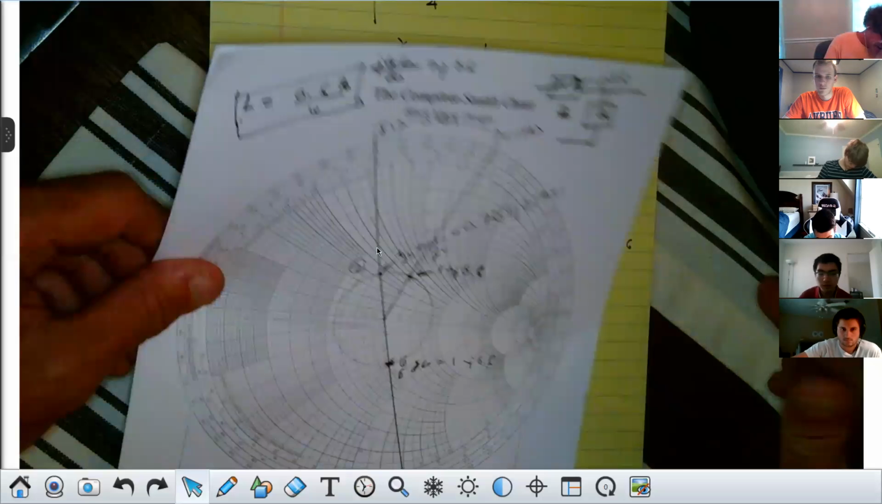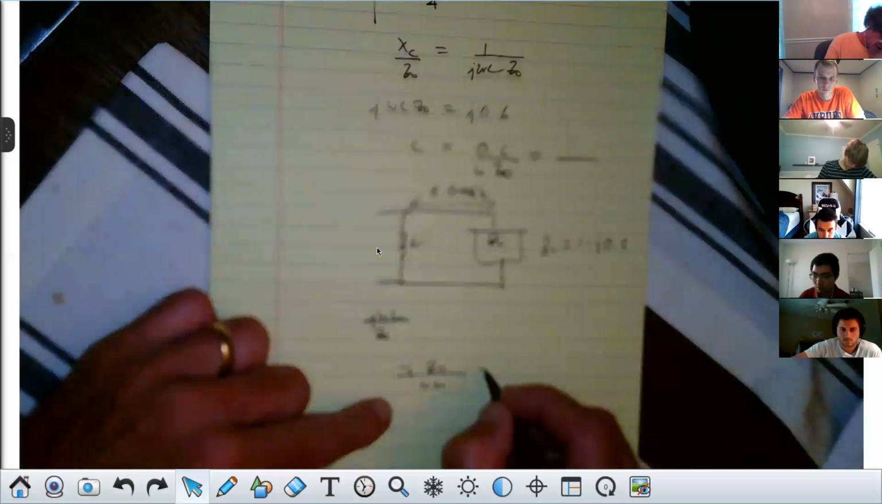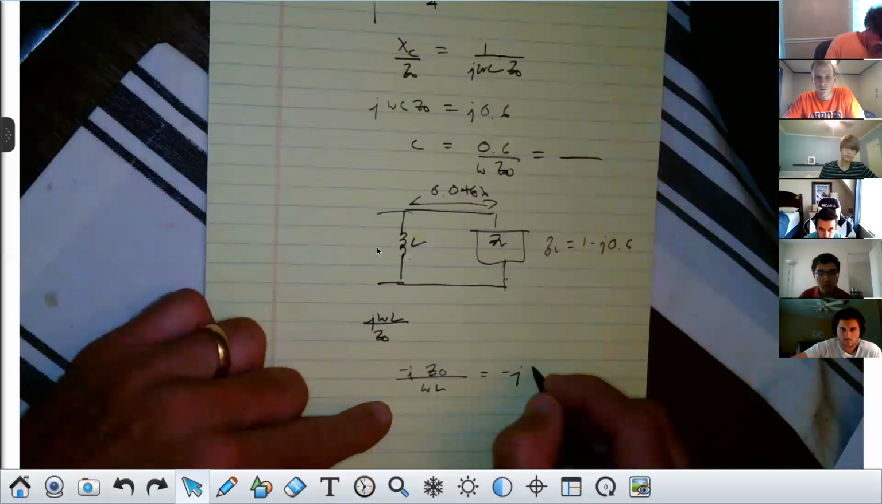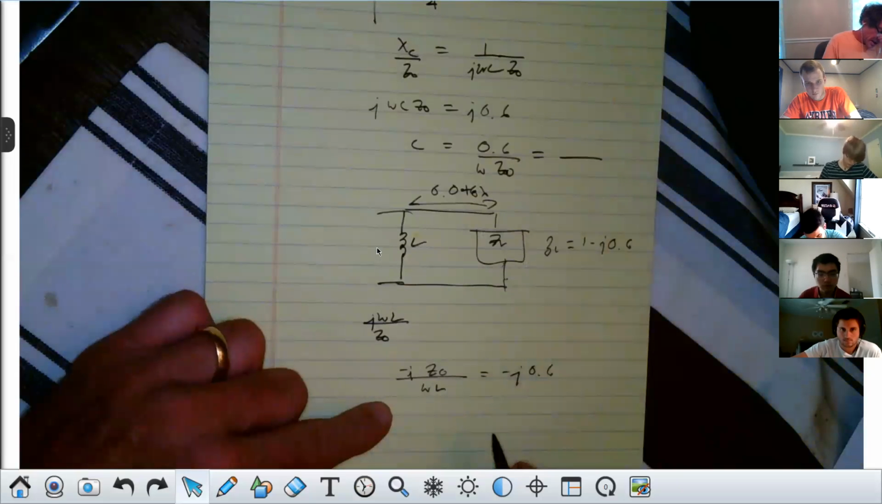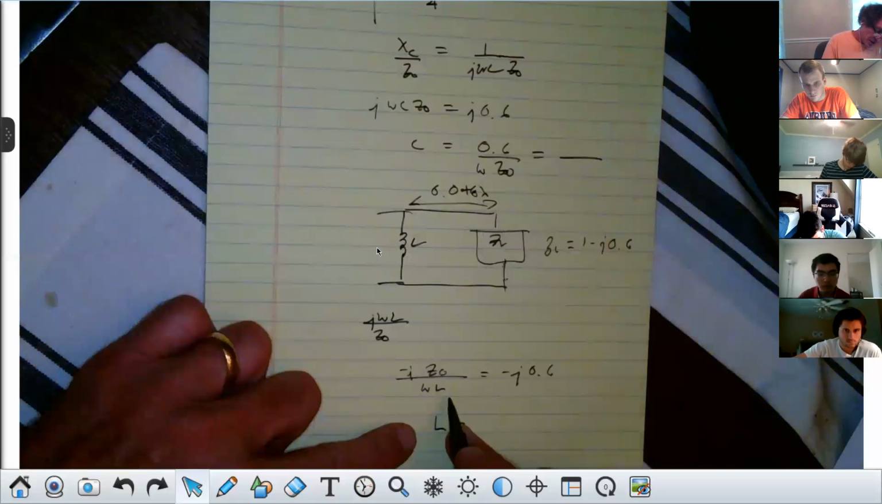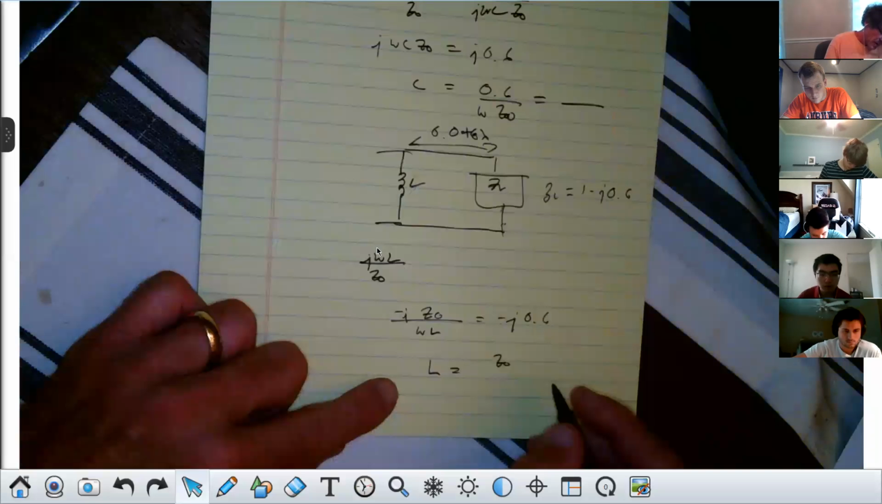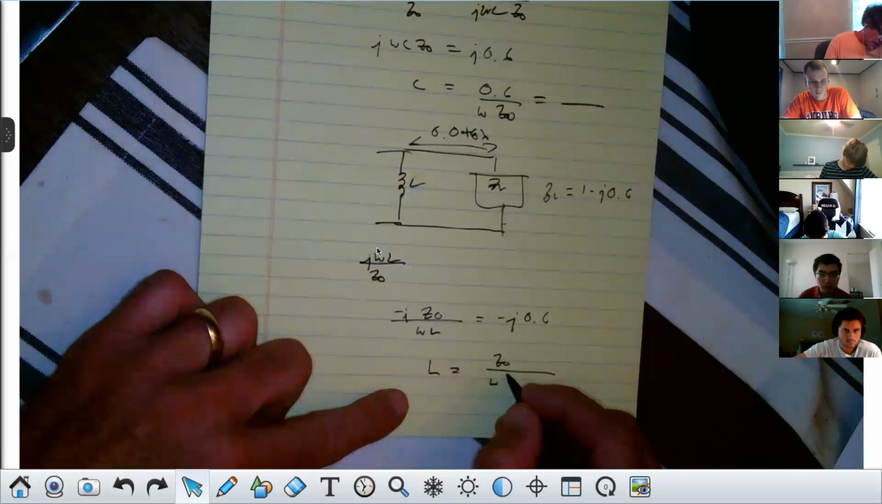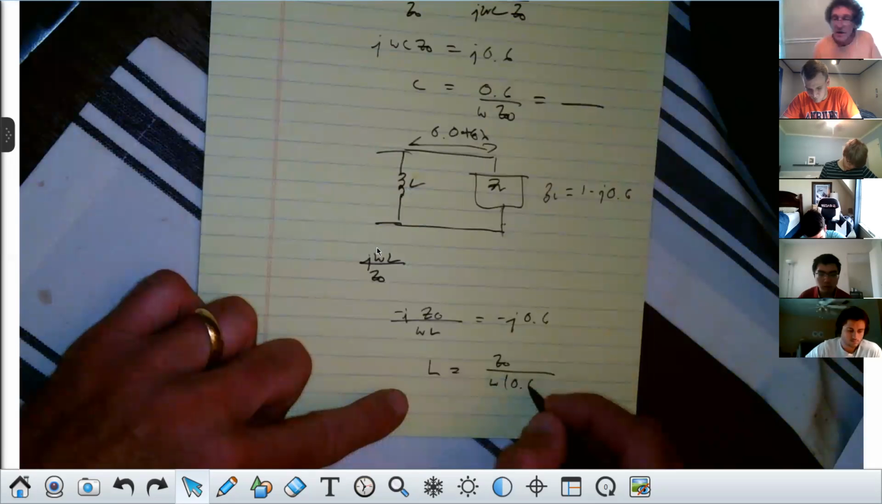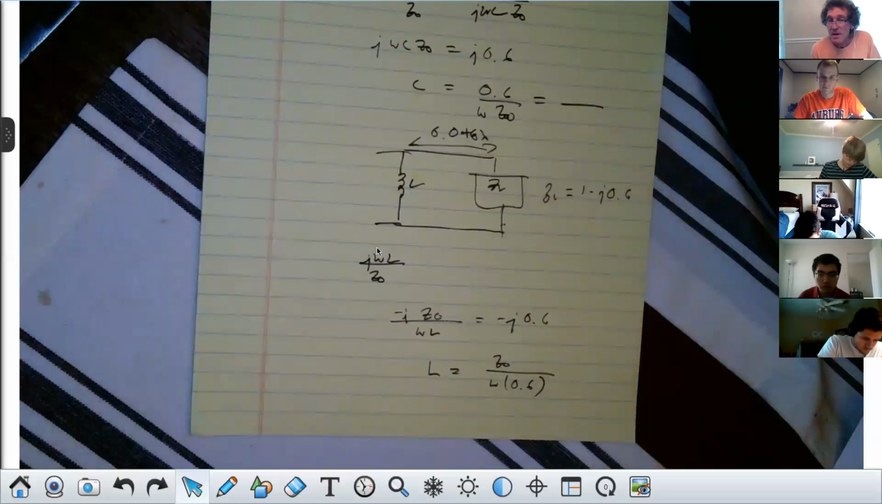So I set this equal to minus j0.6. And I can see that now my L value would be what? It would be Z naught, correct, divided by omega, right? And then 0.6. Do you all see this, class? I want you to take a look, make sure you follow me.